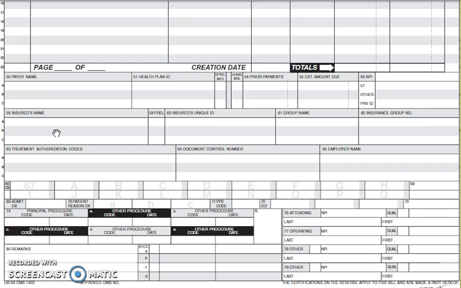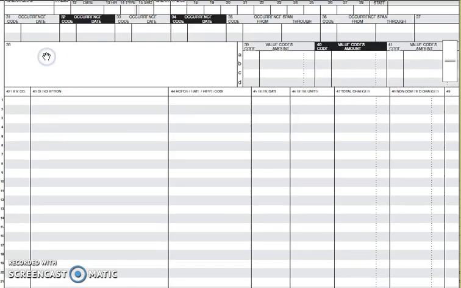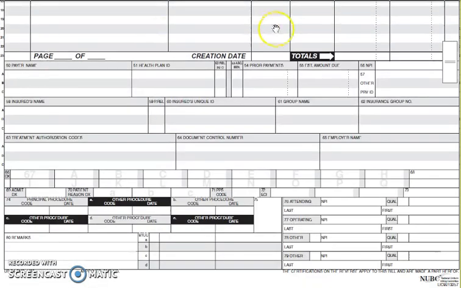if the insured is also the guarantor, then that person will be listed here. If the patient is a child, the guarantor may be the insured mother or father, but the person responsible might be the other parent. So you may have different names in block 58 than you have in block 38. Again, this is insurance information for the insured party.